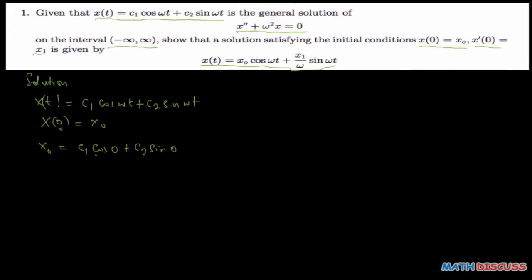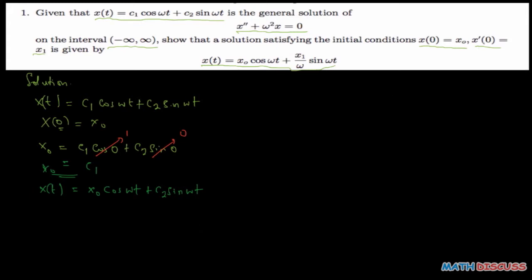We know that the cosine of 0 goes to 1, while the sine of 0 goes to 0. So what we have left is c1 times 1, that's c1, plus 0. So this implies that c1 equals x naught. So I can write my x of t to be equal to x naught cosine of omega t plus c2 sine of omega t.